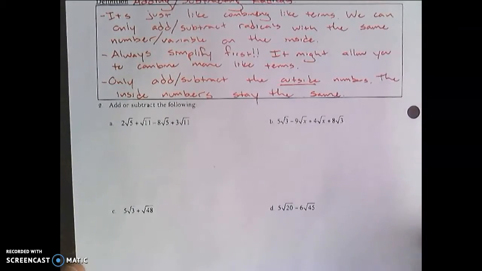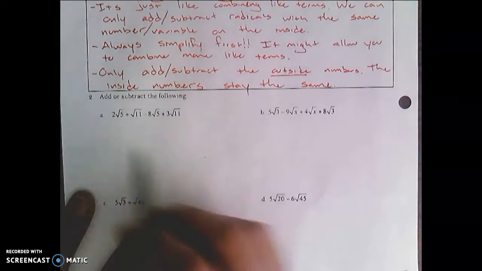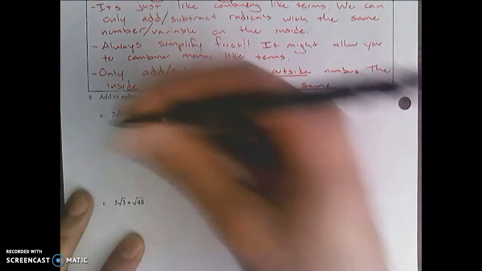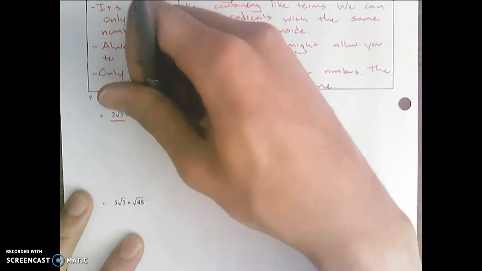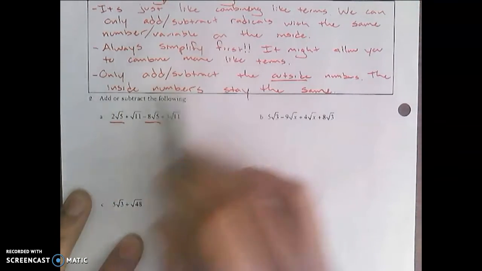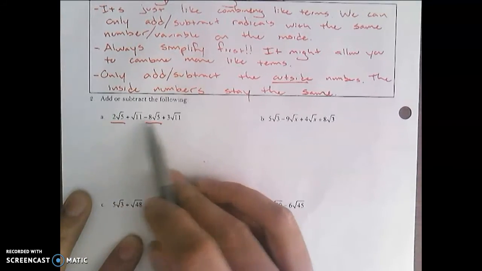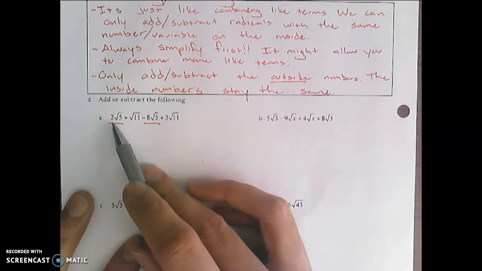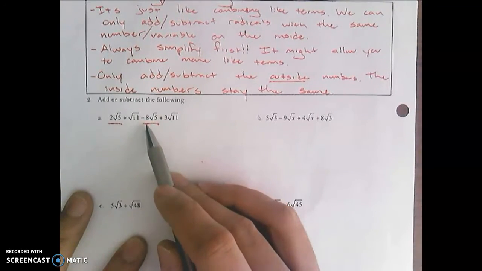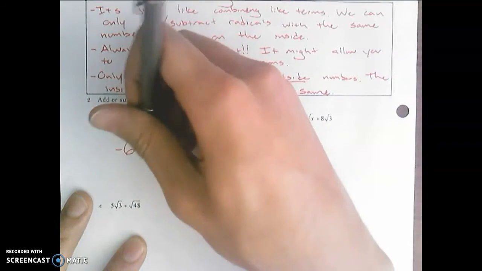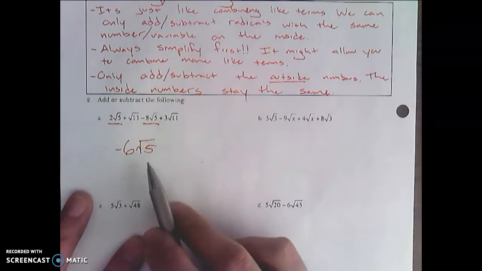This first one, I noticed that we've got a couple of root 5s and a couple of root 11s. So looking at this here, we're looking for terms that have the same radical, so the same number or variable on the inside. So here I see that we've got a root 5 here. So we can add or subtract the numbers out in front. So we have 2 plus negative 8. Gives us a negative 6. And then again, the radical doesn't change. The number inside doesn't change.